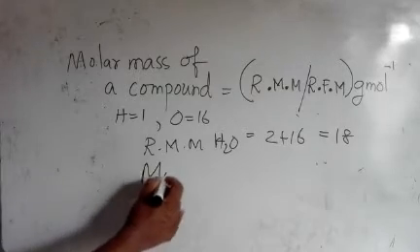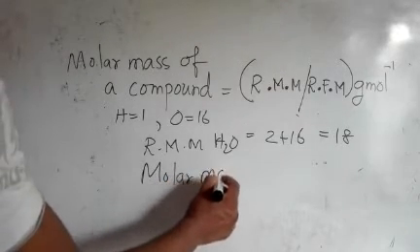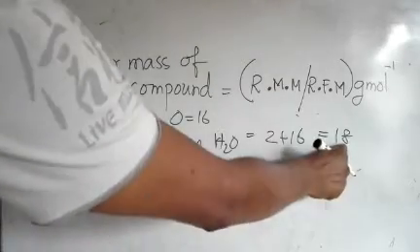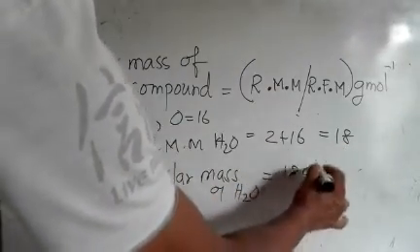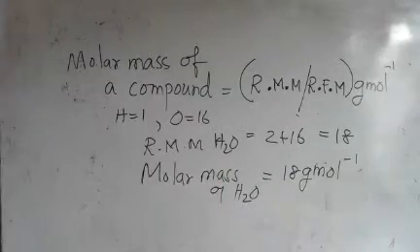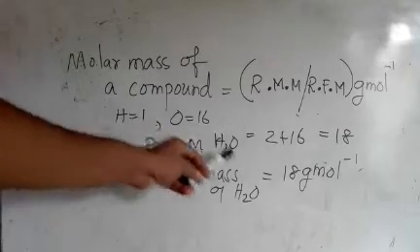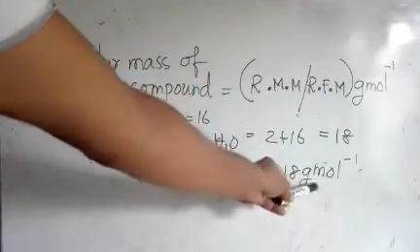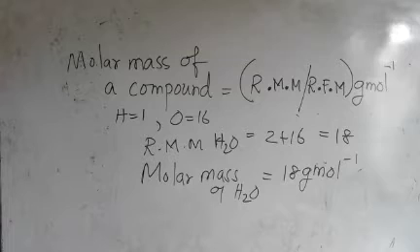So the molar mass of water is 18 grams per mole. Finding the molar mass of any compound is easy if you know the formula and the relative atomic masses. You can find the relative molecular or relative formula mass and express it in grams per mole. That's all. So you'll get the molar mass.